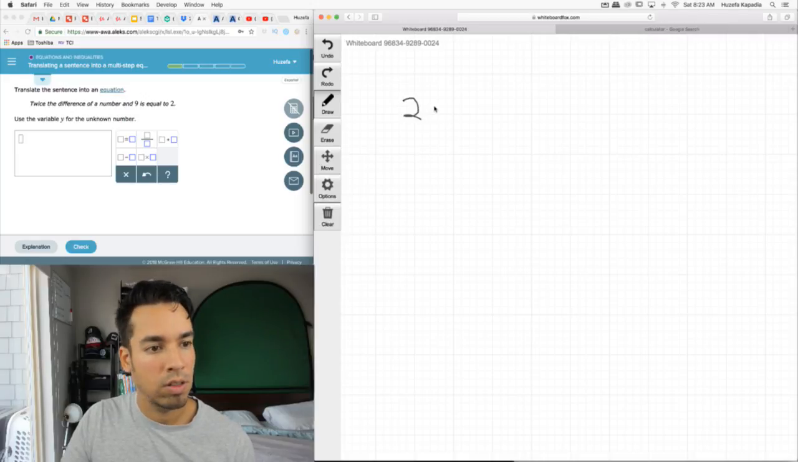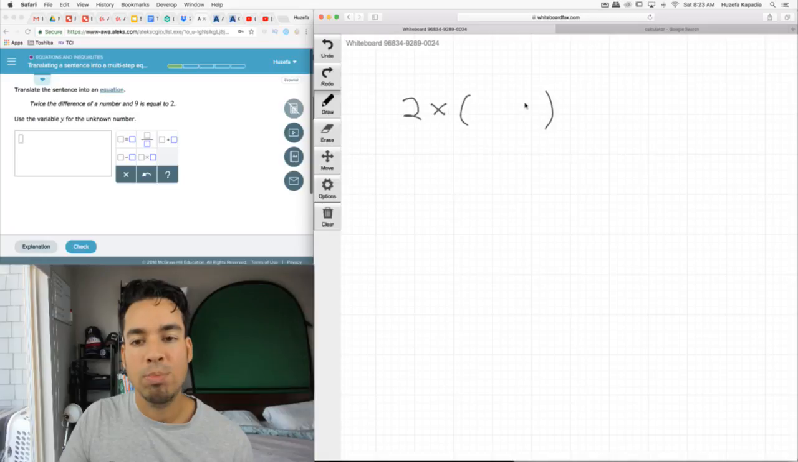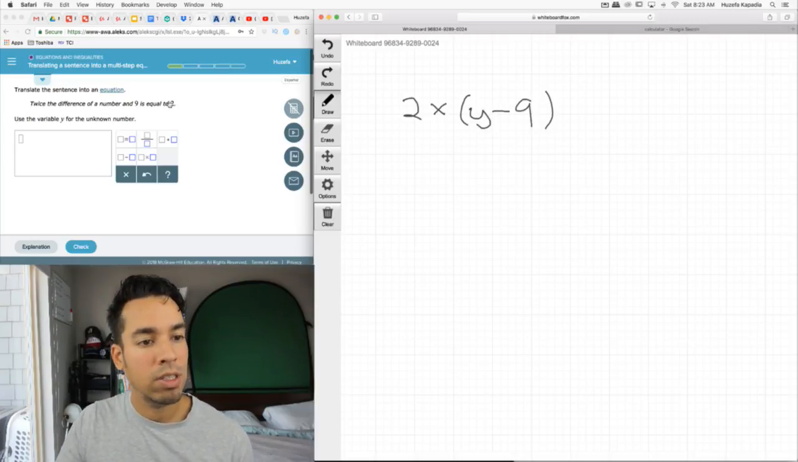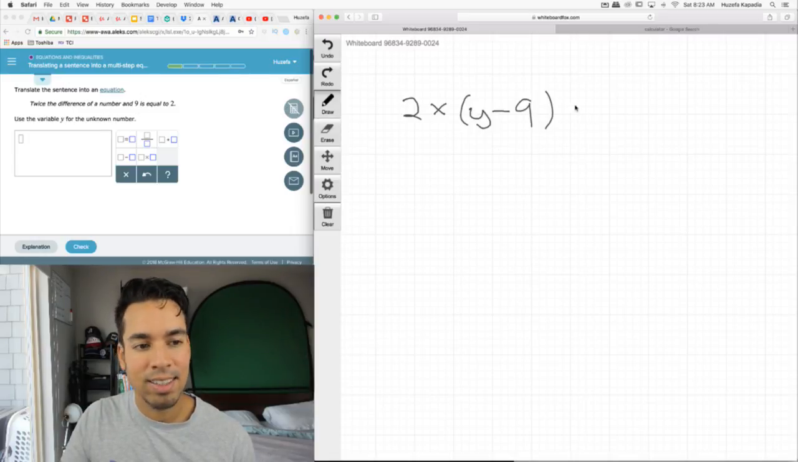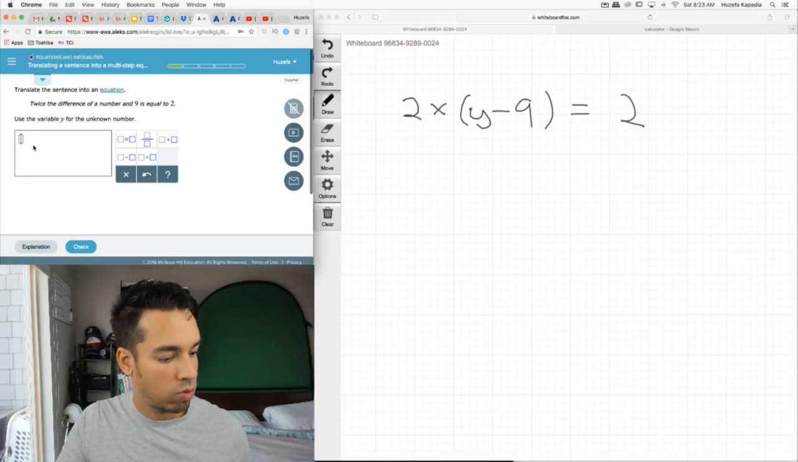twice the difference. Twice is 2 times, right? Twice the difference, meaning we're going to have to put this in parentheses. I'll explain why in a second. Twice the difference of a number, y, and 9. So whenever they say the difference of something, whatever they say first comes first, whatever they say second comes second, is equal to 2. And that's it. So 2 times, now here the parentheses are not optional.